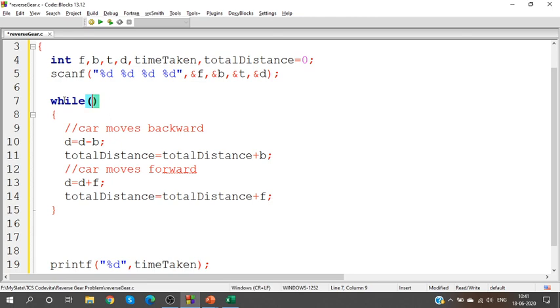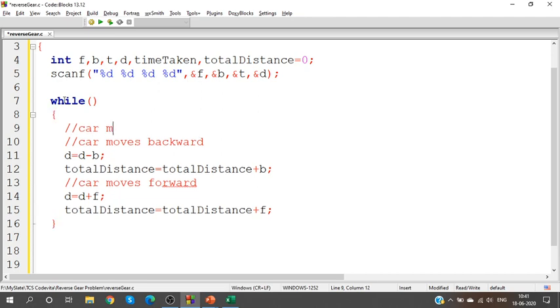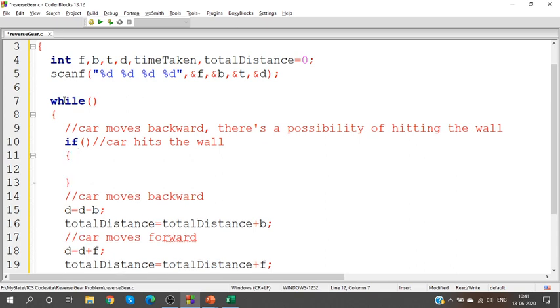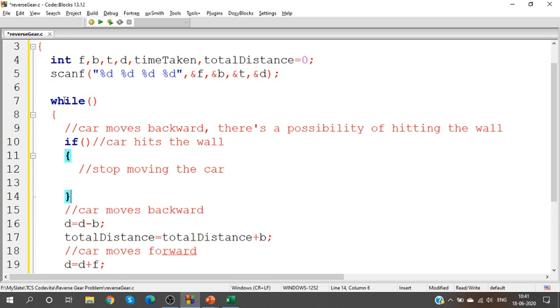So when should we stop? When will I hit the wall? When the car moves backward, there is a possibility of hitting the wall. Right? If the car hits the wall, stop moving the car. Correct? This is the logic we have discussed already.